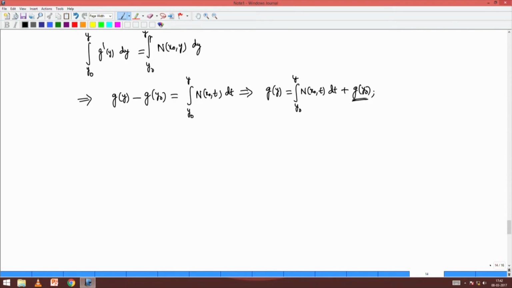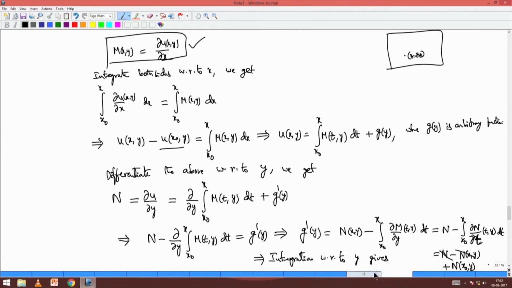Actually this is an arbitrary constant because g is unknown. So this g you go and put it into your equation. You know what exactly the form it takes. u is this, you put it here. u form is this.